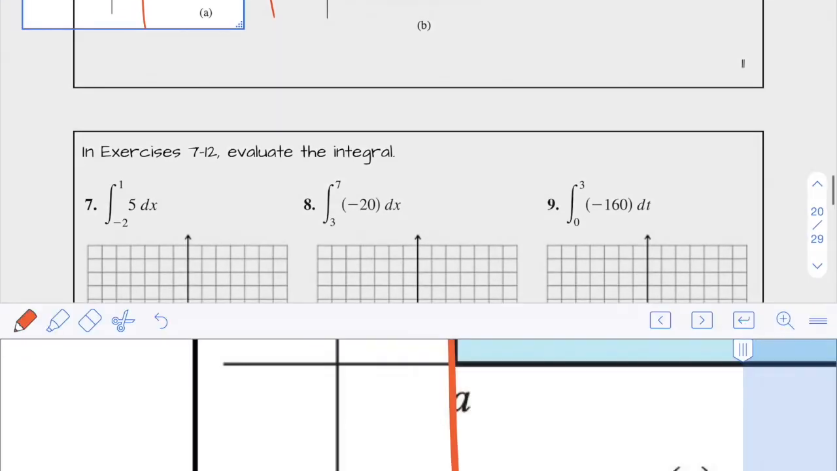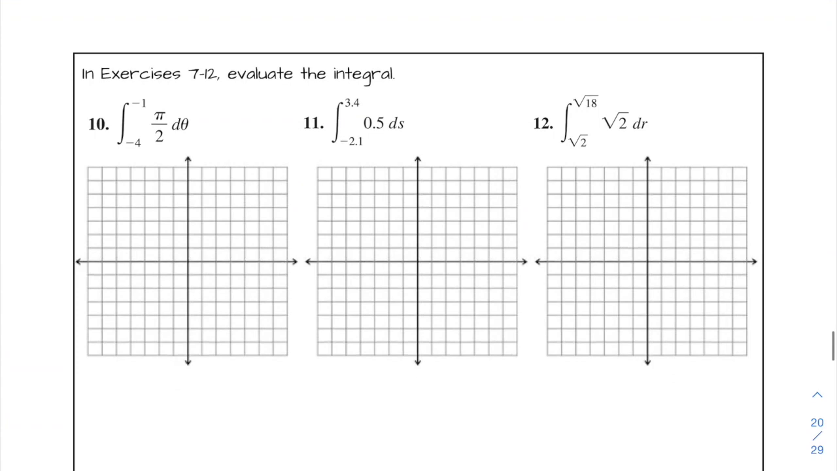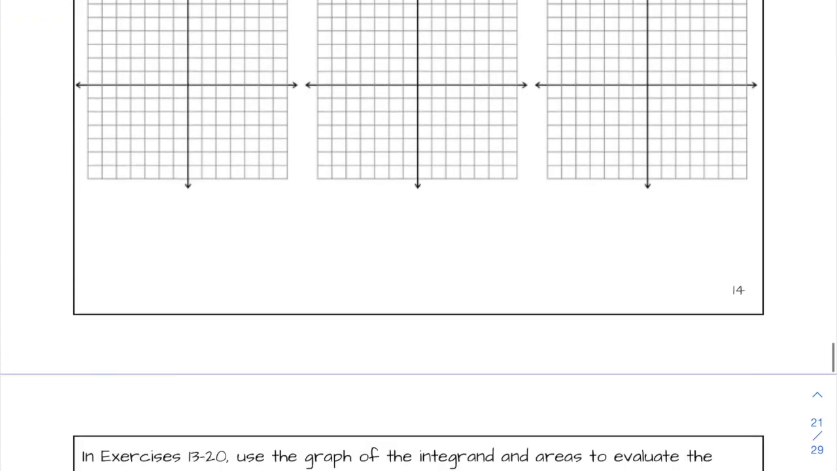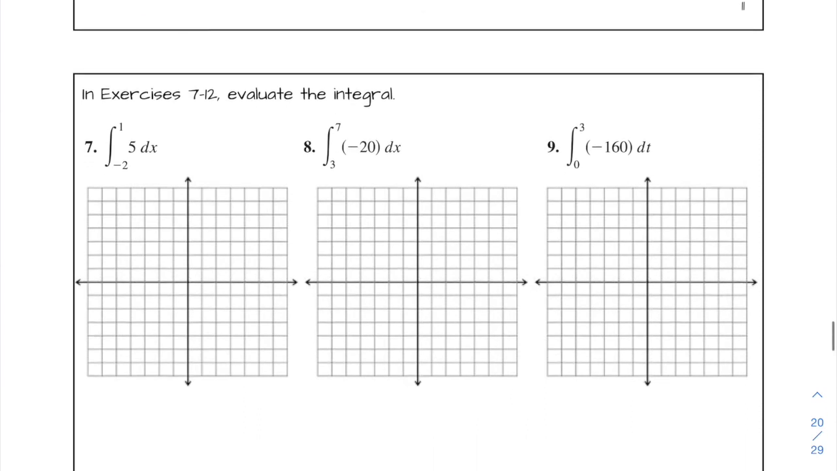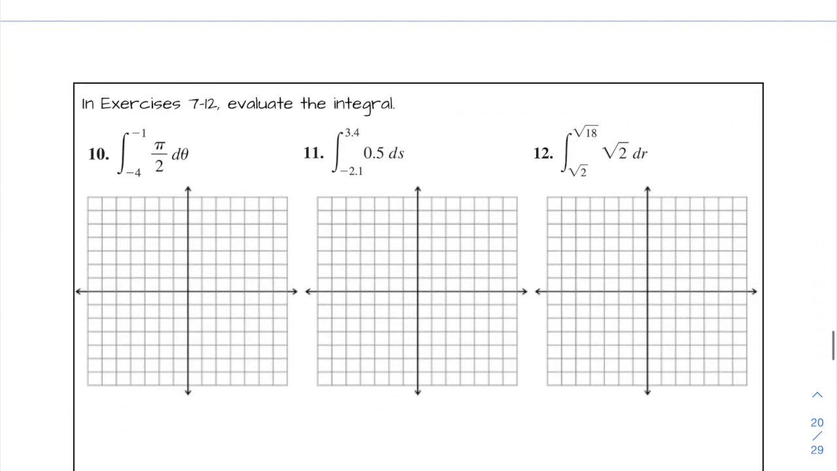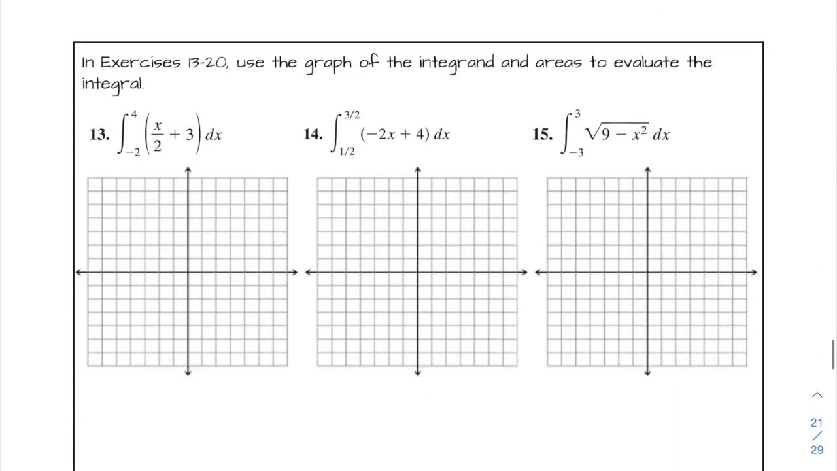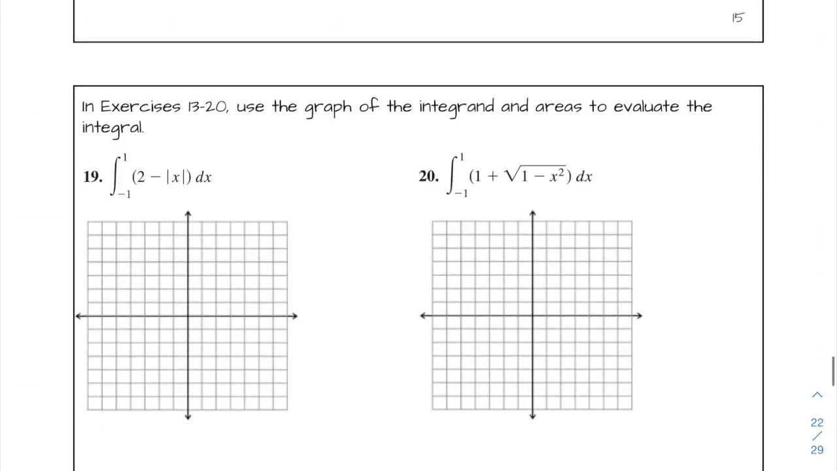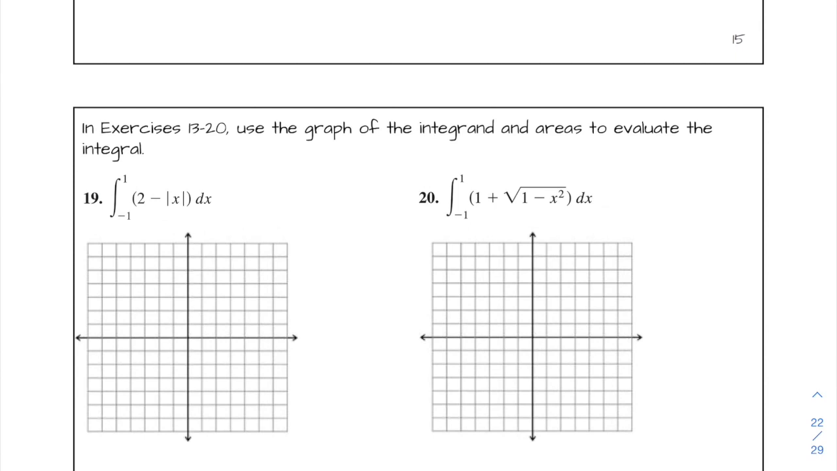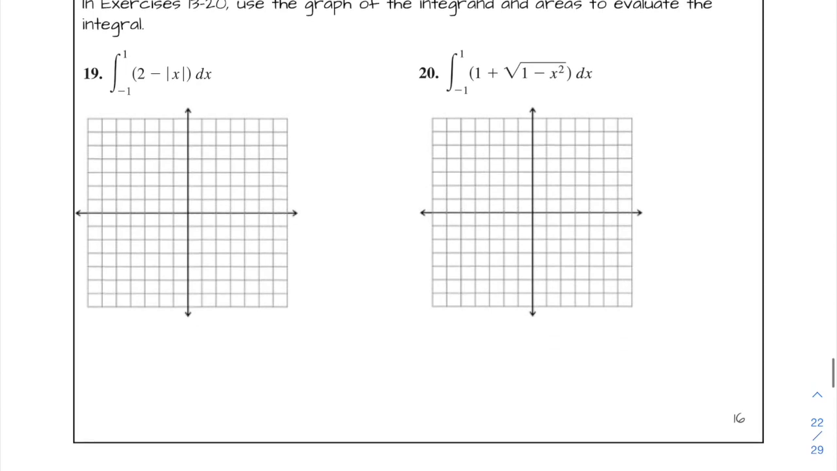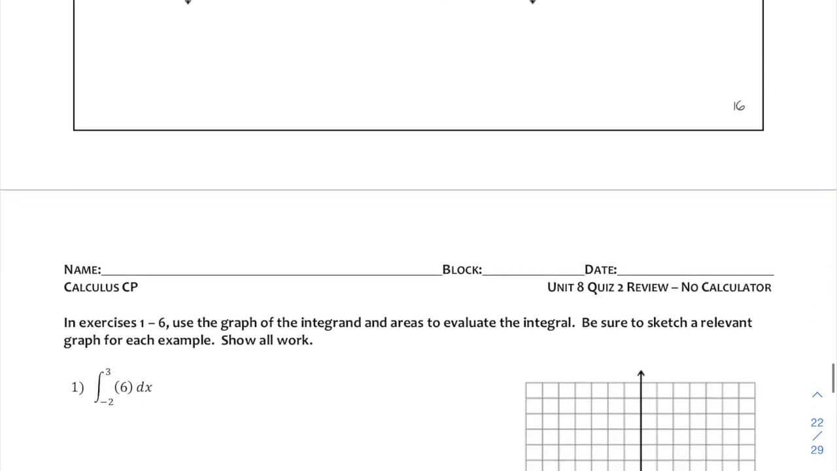So here's a bunch of examples. I'm pretty much done with the lesson because you're going to just do geometry from here on out, okay? You have to do these exercises here, 7 to 12, and then 13 to 20 for homework. Just take a picture or scan it using Adobe Scan on your phone. Share the link or share the PDF on Google Classroom.